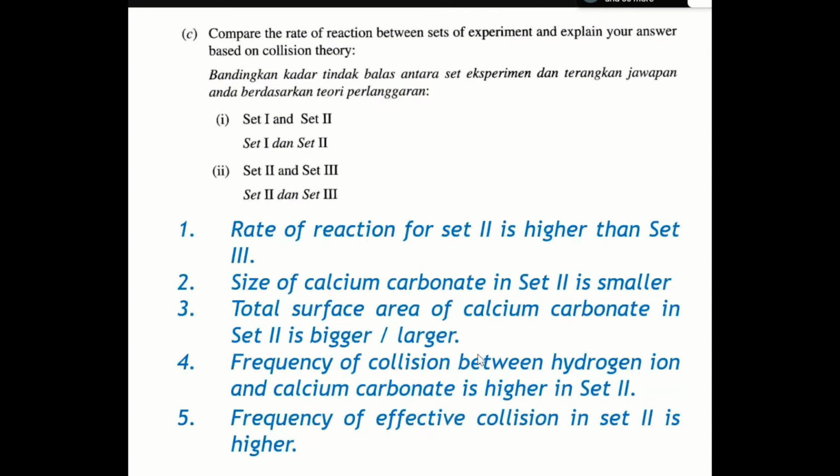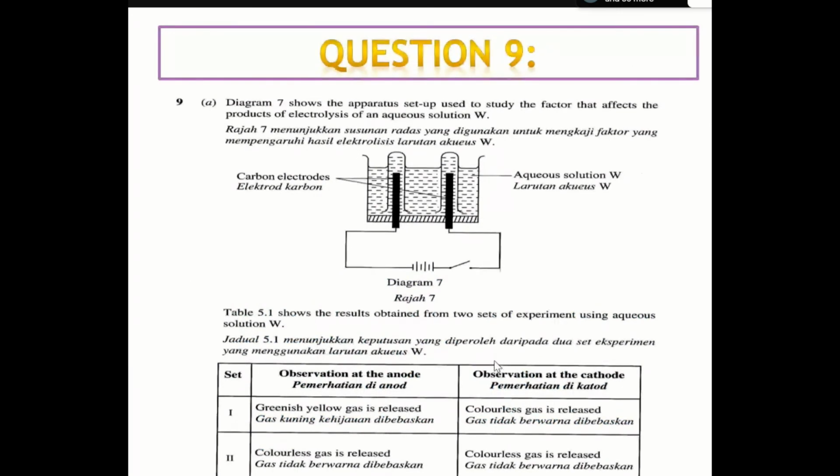So I want to come up with another 2 essay questions here. Question number 9. Okay, I want to check that. I think it's enough. One question is 15 minutes. Question number 9 here is regarding electrochemistry. So you see, oxidations and reductions are very popular. Electrolysis is also a very popular question in the SPM.